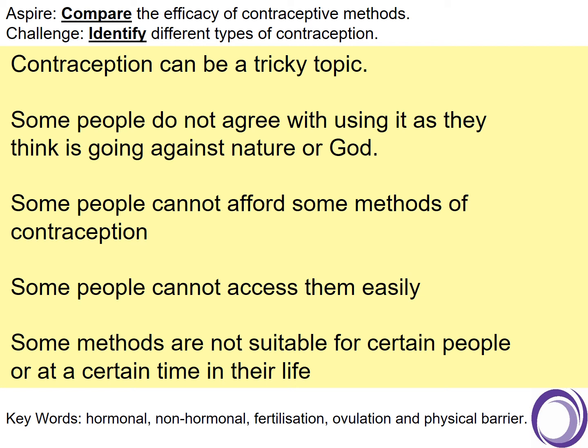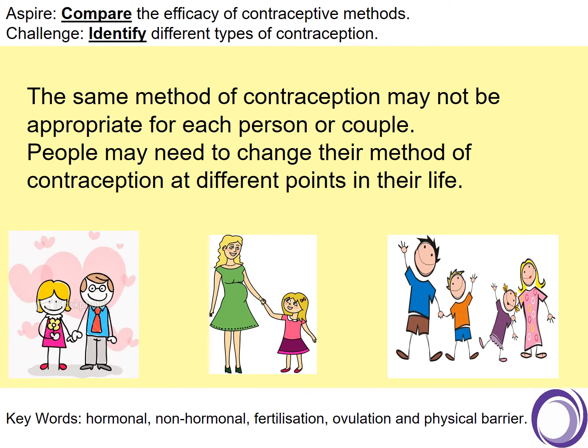And some methods are not suitable for certain people or at a certain time in their life. So it may be that one method works for somebody when they are younger, but not when they get older. It may be that for health reasons, the side effects might not work for some of the hormonal contraceptives and so on. So, as I've said, the same method may not be appropriate for each person or couple, and they might want to change their method of contraception at different points in their lives.